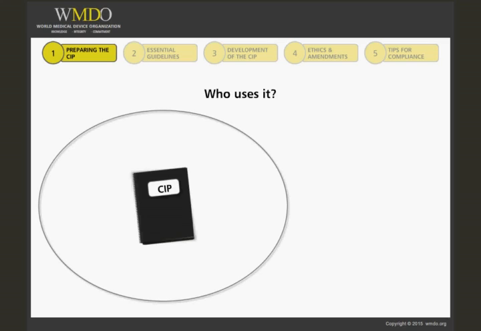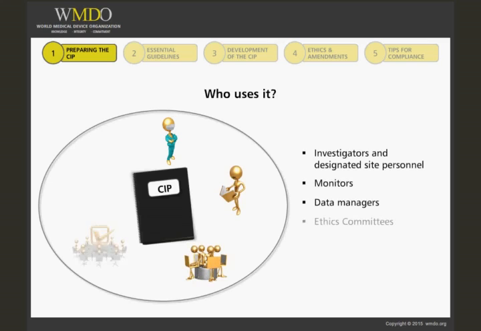A wide range of people involved in the clinical investigation use the clinical investigation plan, from the study site staff, such as the investigators, and any designated personnel, laboratory staff, pharmacy, and any other department personnel who are to perform special procedures, to individuals, including monitors, data managers, ethics committees, regulatory bodies and/or inspectors, and more.